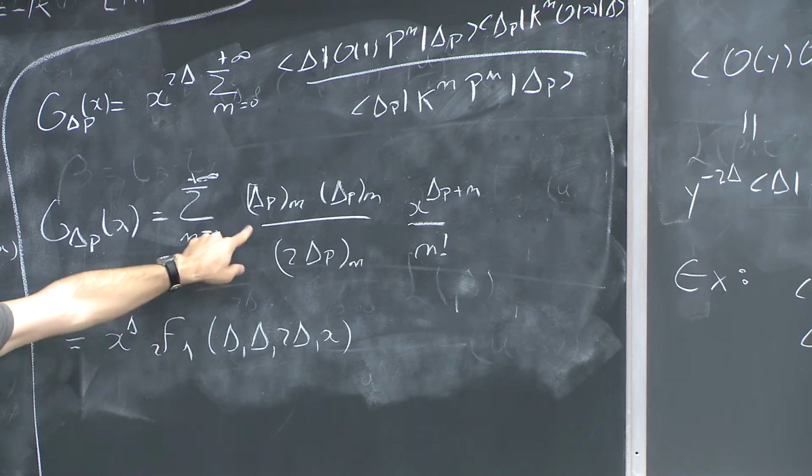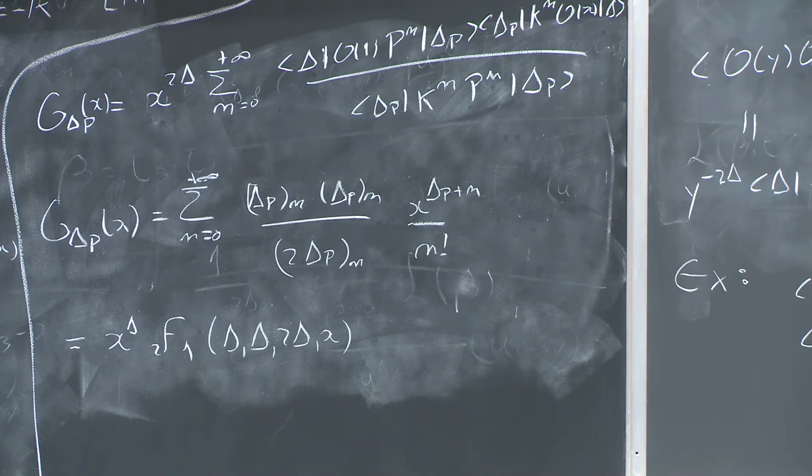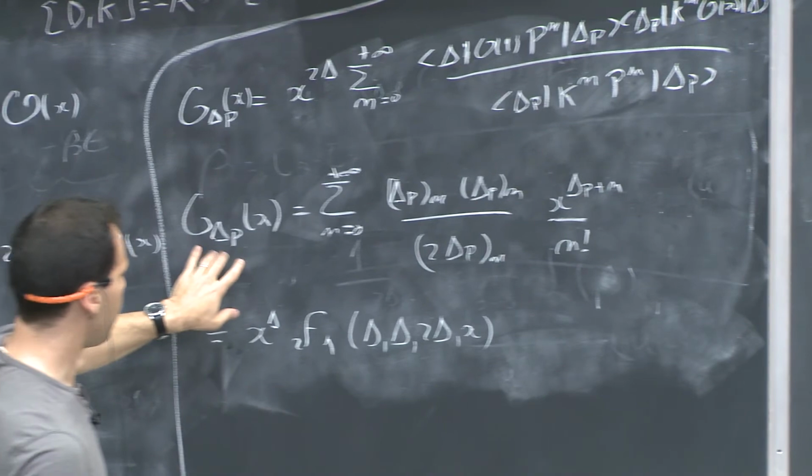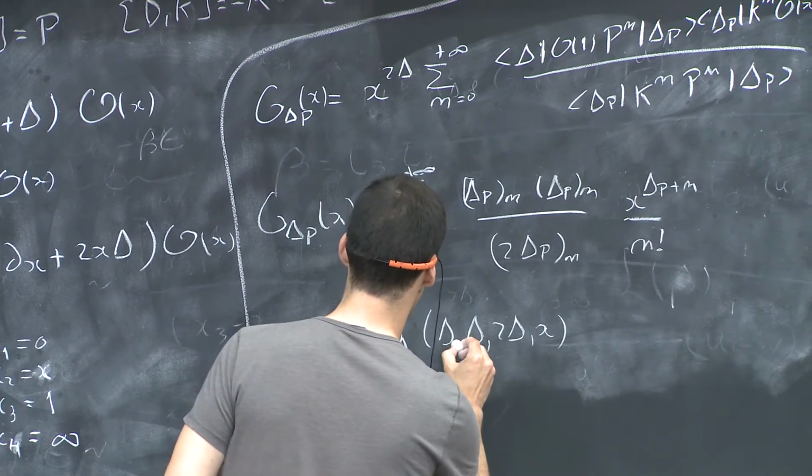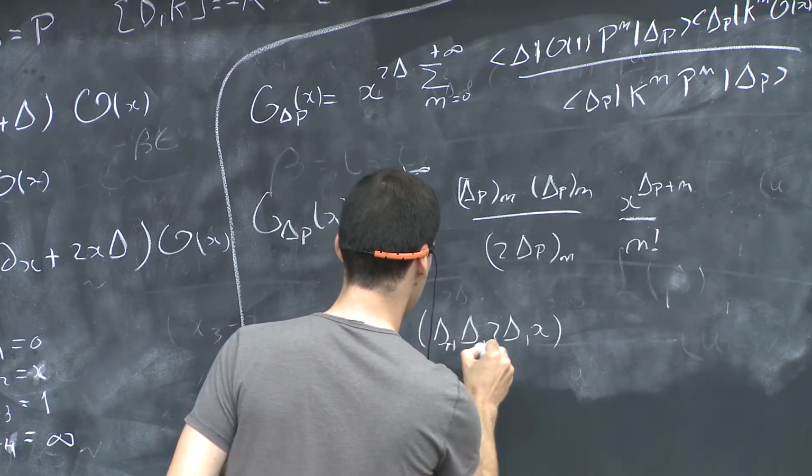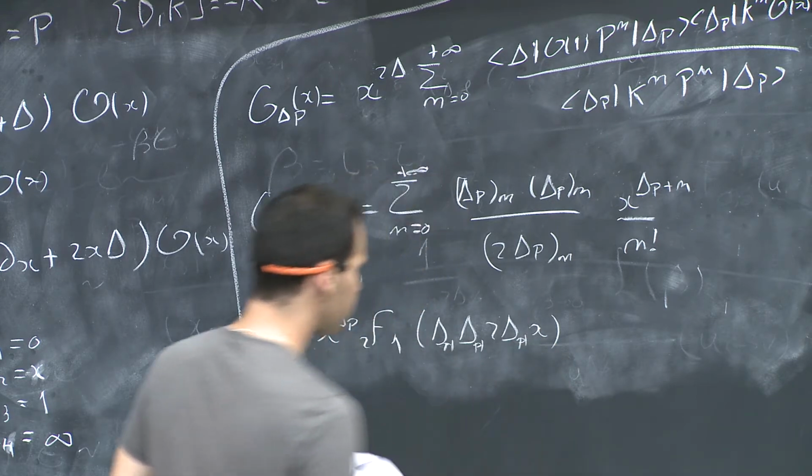This is a name for this sum, if you want. But then it satisfies many identities that you cannot get from that sum. Okay? So this is the conformal block of a primary. Maybe I should put a P here, sorry. P, P, P, P. Okay?